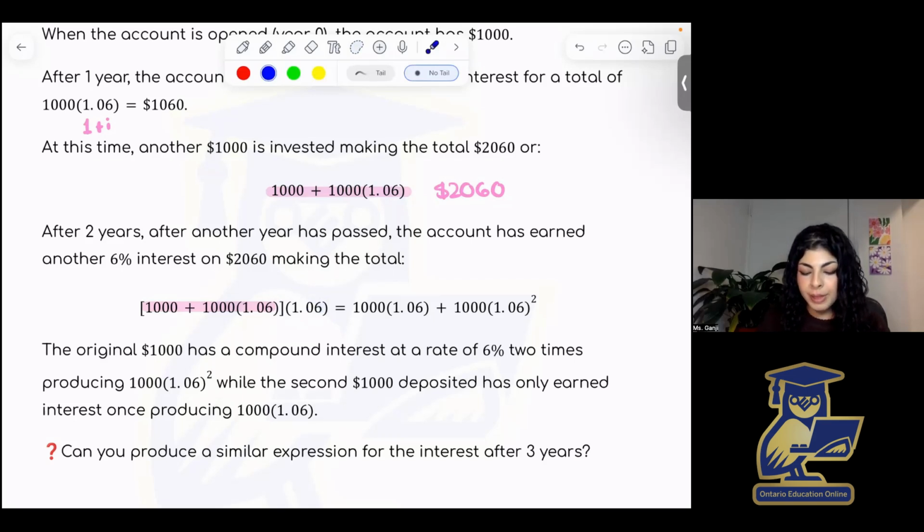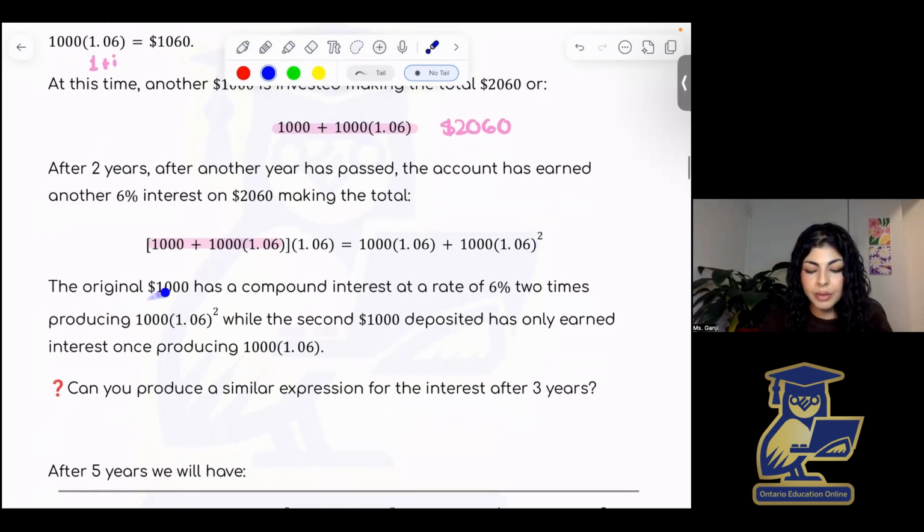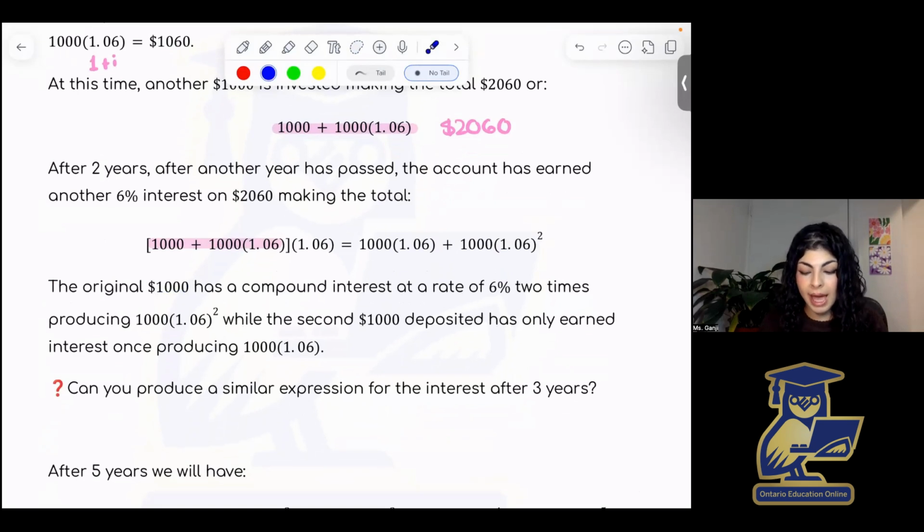which means that if I distribute this value per term, using distributive property, then I have earned 6% interest on the $1,000. But then from the first year, I already had $1,060, and then I earned another 6% interest on that. So the original $1,000 was compounded 2 times at the rate of 6%, whereas the second $1,000 deposit only earned interest once, which is why we have just 1.06 here, and here we have to the power of 2.